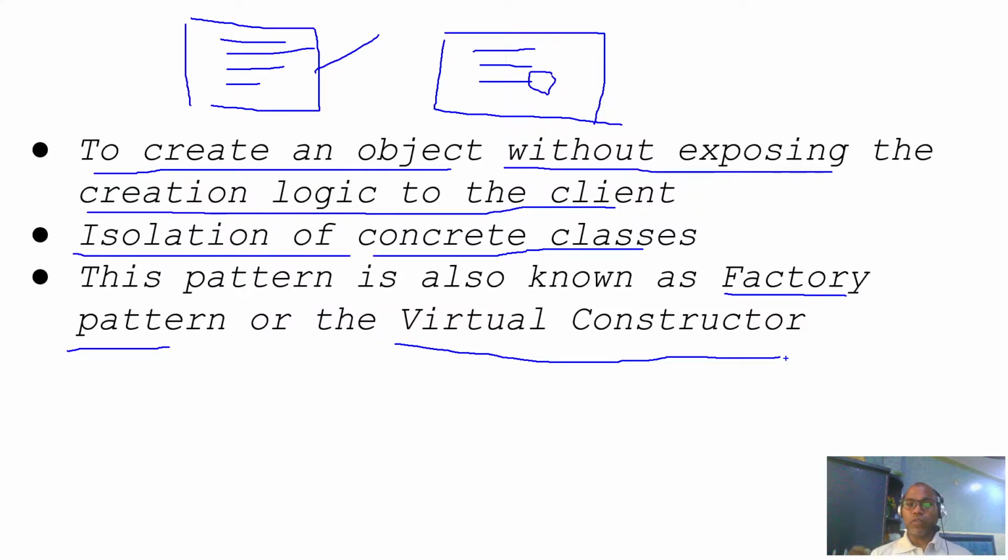In different places you generally create objects with new class name. Instead of that, all the object creation logic should be in a separate component, a separate class, and that class is responsible for creating or returning the object. This is the way you can separate the business logic and the object creation. So the factory method pattern helps us isolate the object creation logic in a separate part and the business logic in another separate part.